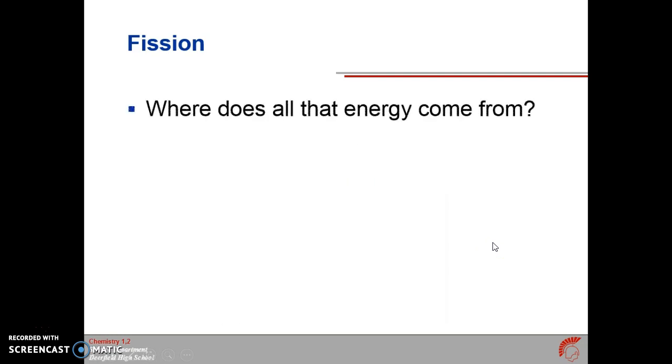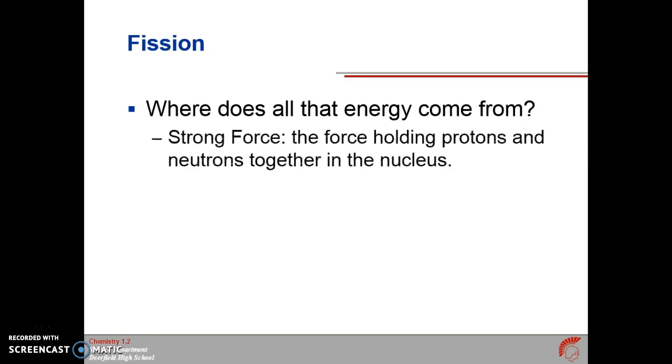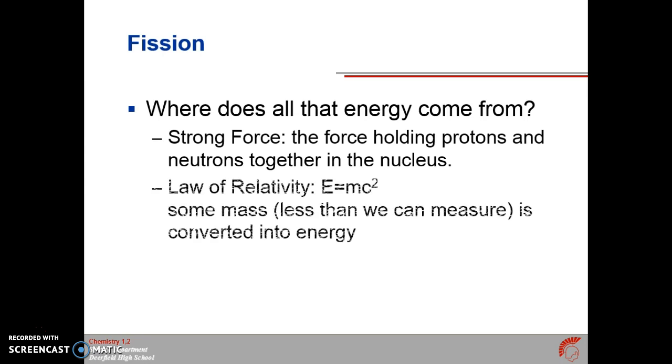And so where does all that energy come from? The energy of an atomic bomb, where does all that come from? Well, part of it is the strong force. You've held all of those particles together inside the nucleus for a really long time. You blow it apart, and you release a whole lot of energy as a result of that. Also, Einstein's relativity theory comes into play. E equals mc squared. Energy gets released because a little bit of mass gets converted into a whole lot of energy. And so there's the other idea.